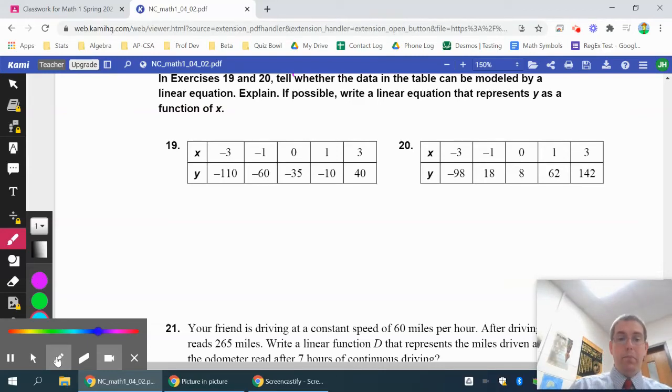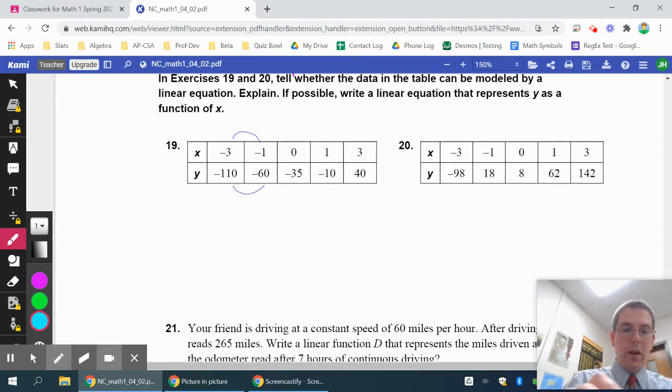Okay, we have a few application problems here at the bottom. The first one is kind of a review of checking to see if a function is linear. So on one like number 19, we need to look at the rate of change. Now notice the x values don't always change at the same rate, so we are going to have to use rate of change as y over x.